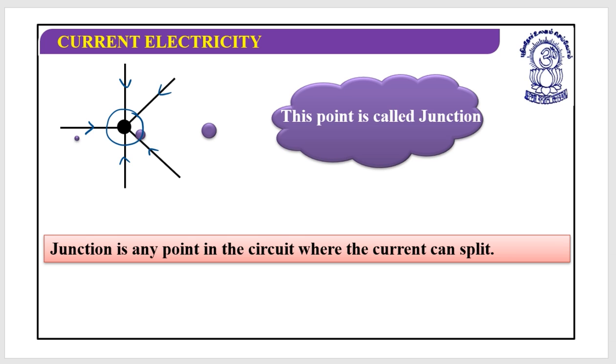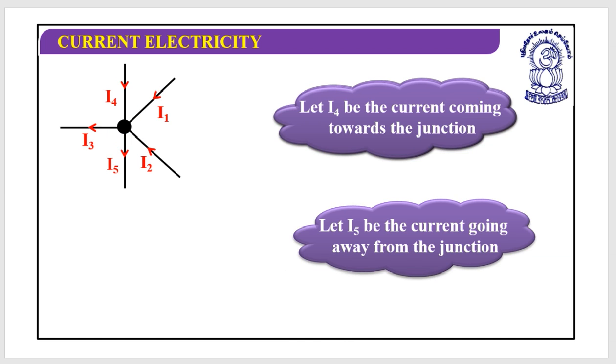This is what we call a junction. It is the point where more than one path merges, or any point in the circuit where the current can split or be added up. It is the location at which two or more currents are combined or split. I hope these things are clear. Why are we discussing the junction? Because KCL is all about the junction.